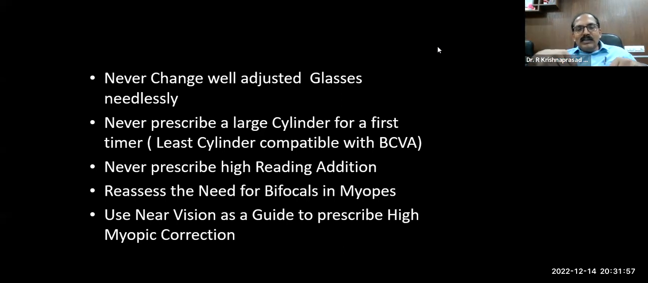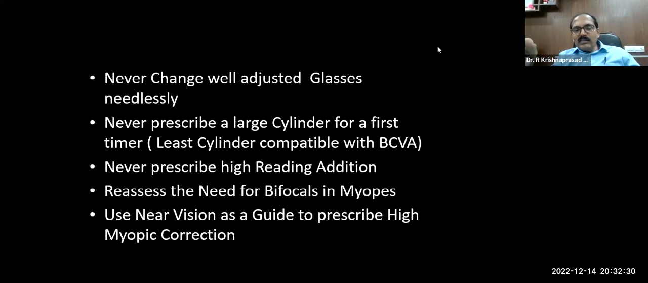You drop it to minus 8. Then his vision becomes, let's say, 6/60 or 3/60, and he's N8. Now, you should prescribe minus 8 for him, not minus 10. Whatever is compatible with good near vision, even though it is an under correction for him, give minus 8. This boy will use glasses, and over a period of time, his accommodation will recover. Then you can hike it to minus 9 or minus 10 subsequently. So this is the whole idea.